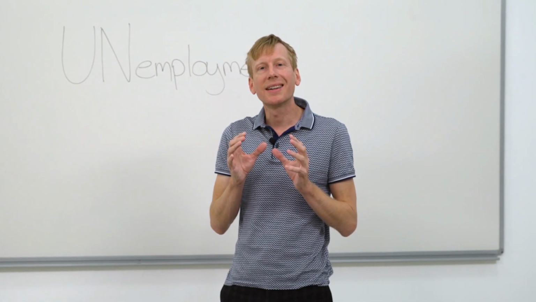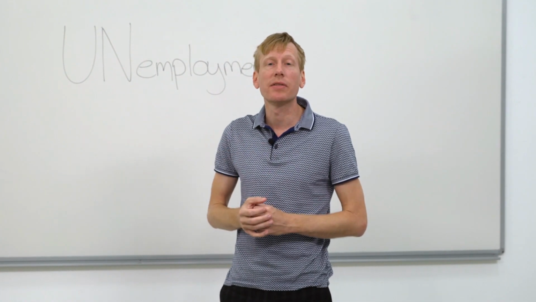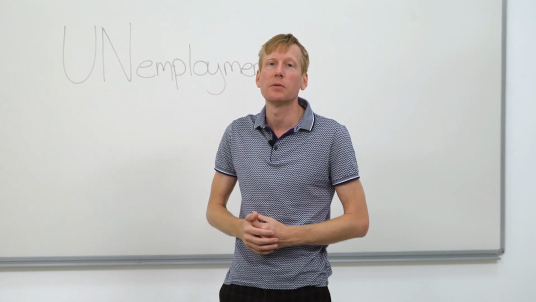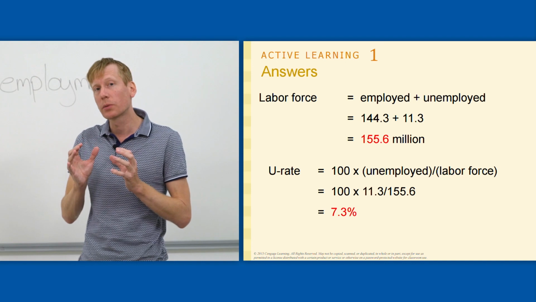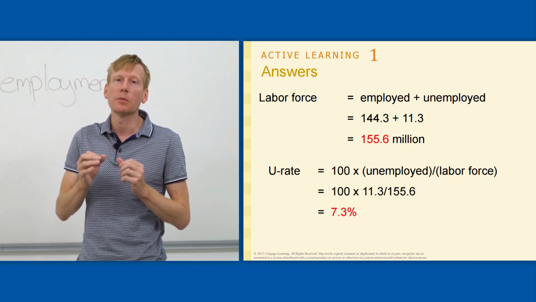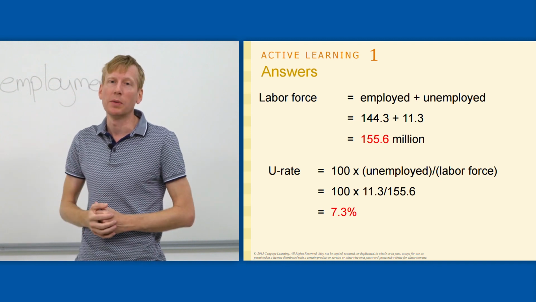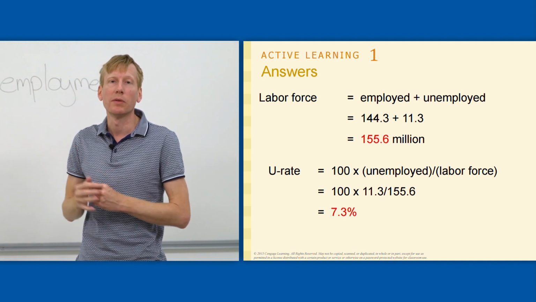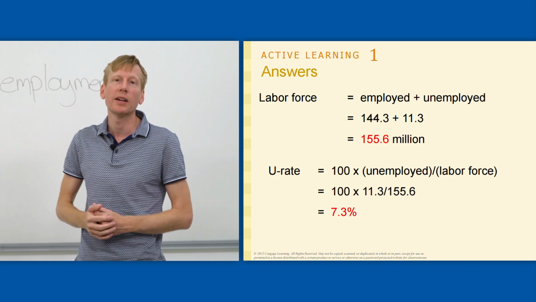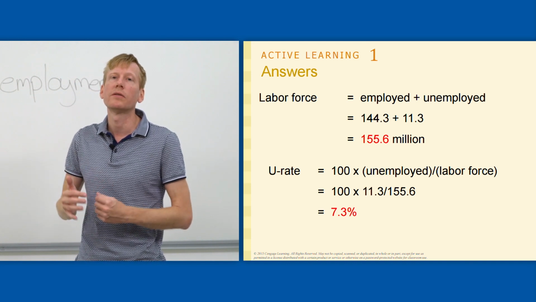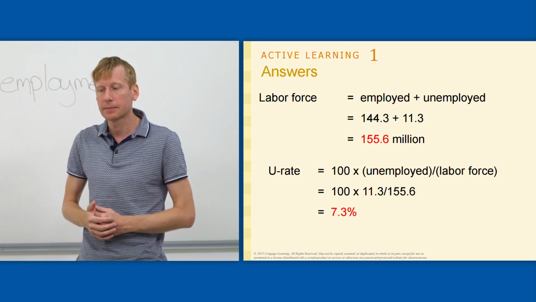We can use that data to calculate the total size of the labor force of the United States as of September 2013, as 144.3 plus 11.3. That's employed people plus unemployed people. This was the total size of the labor force, the pool of labor that should be available to businesses to potentially hire. And that would have been 155.6 million.